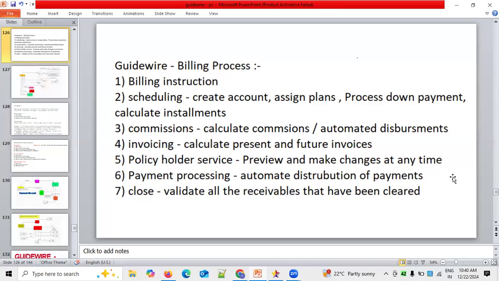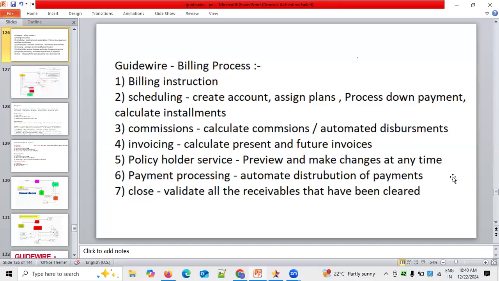So when it comes to the billing part, we are talking about assigning the plans, something we discussed in the last session, followed by the process of down payment and calculating the installments. If you want to calculate an installment, the premium has to be calculated. Premium calculation is based upon the kind of risk involved, and this is where underwriting generally comes into the picture. Next, talking about the commission part, I have given a high-level explanation of how the commissions will be calculated, either for the brokers or for the agents.